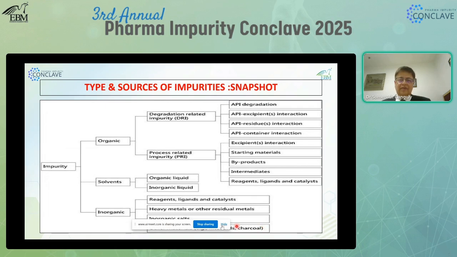And inorganics include reagents, heavy metals, inorganic salts, etc. The degradation-related impurities may be API degradation, API-excipient interaction, API-residue interaction, and API-container interaction in the formulation, and excipient interaction. Starting materials, byproducts, intermediates of the API, reagents and ligands in the API process are all process-related impurities. I think the IBM team will share the presentation, but I like this snapshot very much. It may help anyone.